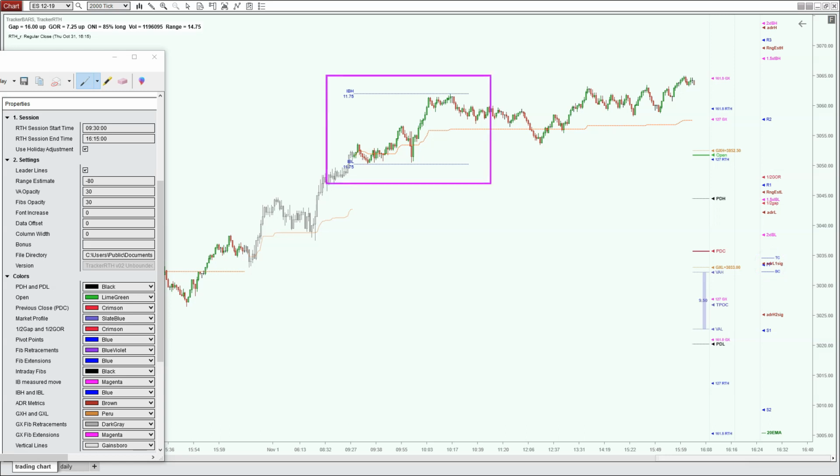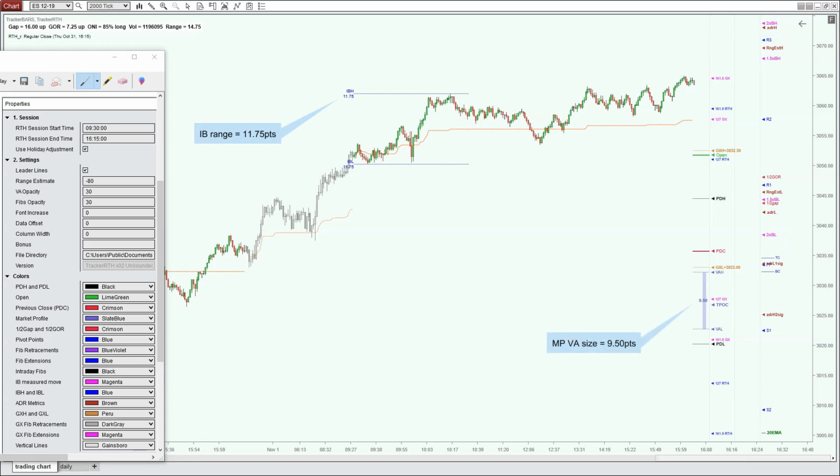Second, the 60-minute initial balance is shown, as are the typical measured move expansions of 1.5 and 2 times IB. Note how the size of the IB range, like the size of the value area, is shown in points. Some traders attribute meaning to these. Third, some Fib traders like to anticipate mean reversion by seeing the 127 and 161.8 extensions for the prior RTH and Globex sessions.